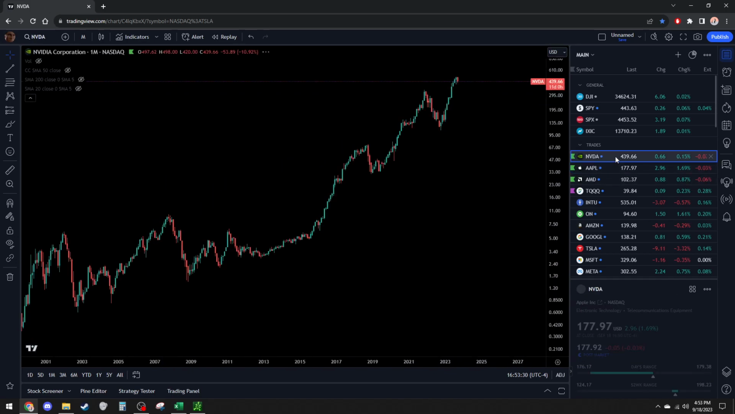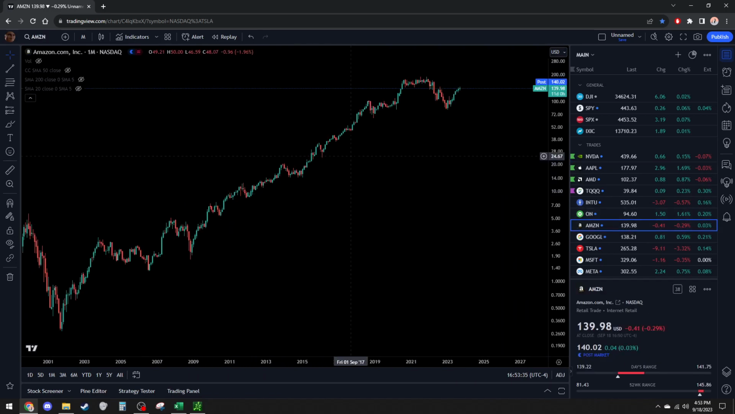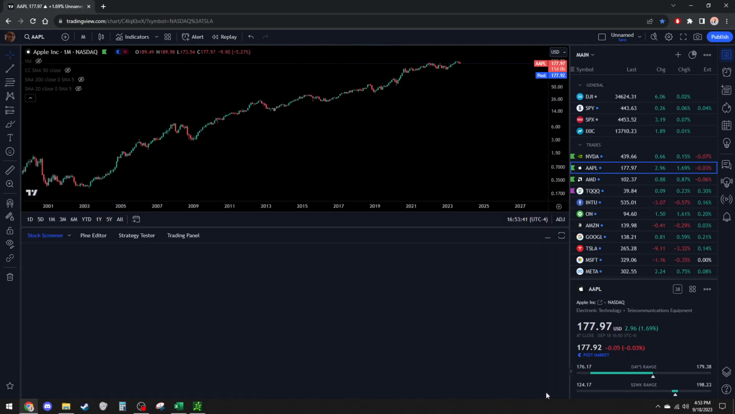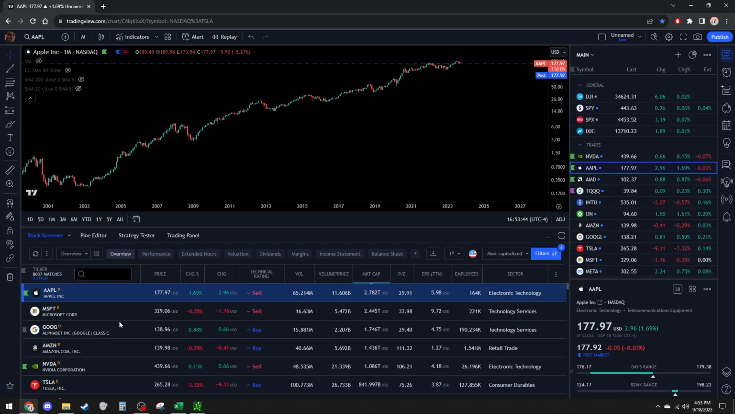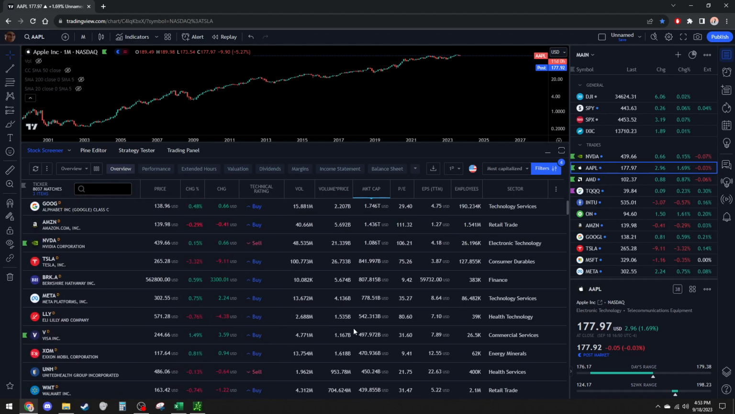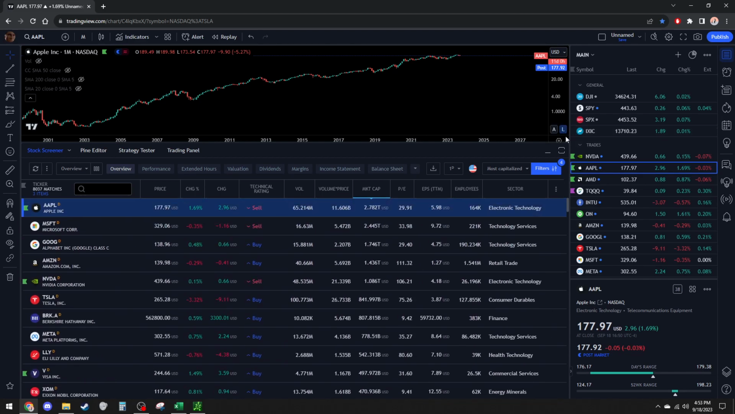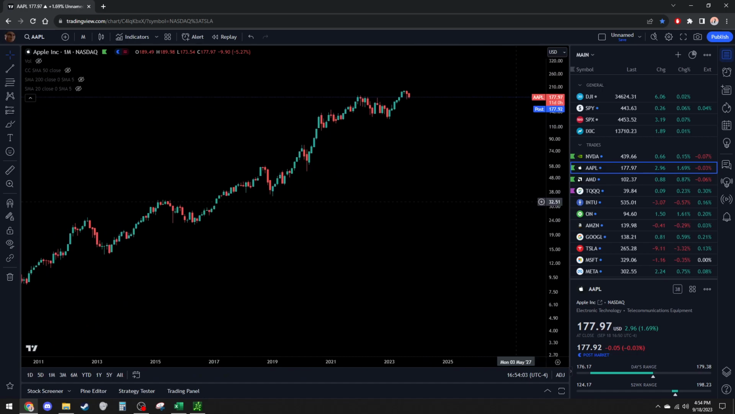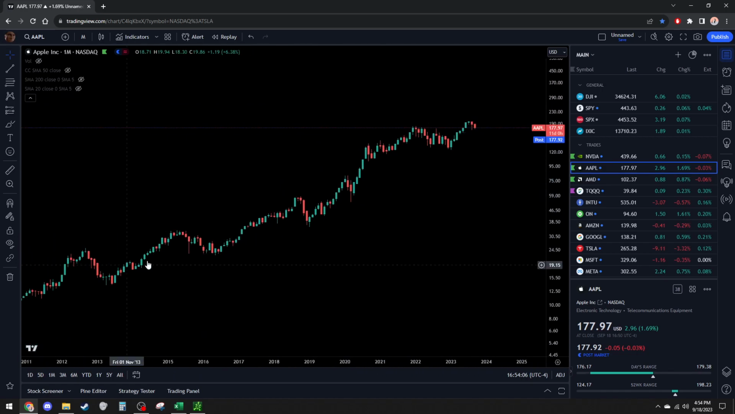You can look at other stocks like NVDA, maybe a stock like Amazon, right, that have good long-term uptrends. Also, a good rule of thumb is to look at stocks that are in the highest market cap. So a lot of these stocks that have market caps, maybe like the top 30 stocks, usually have a decent uptrend historically.